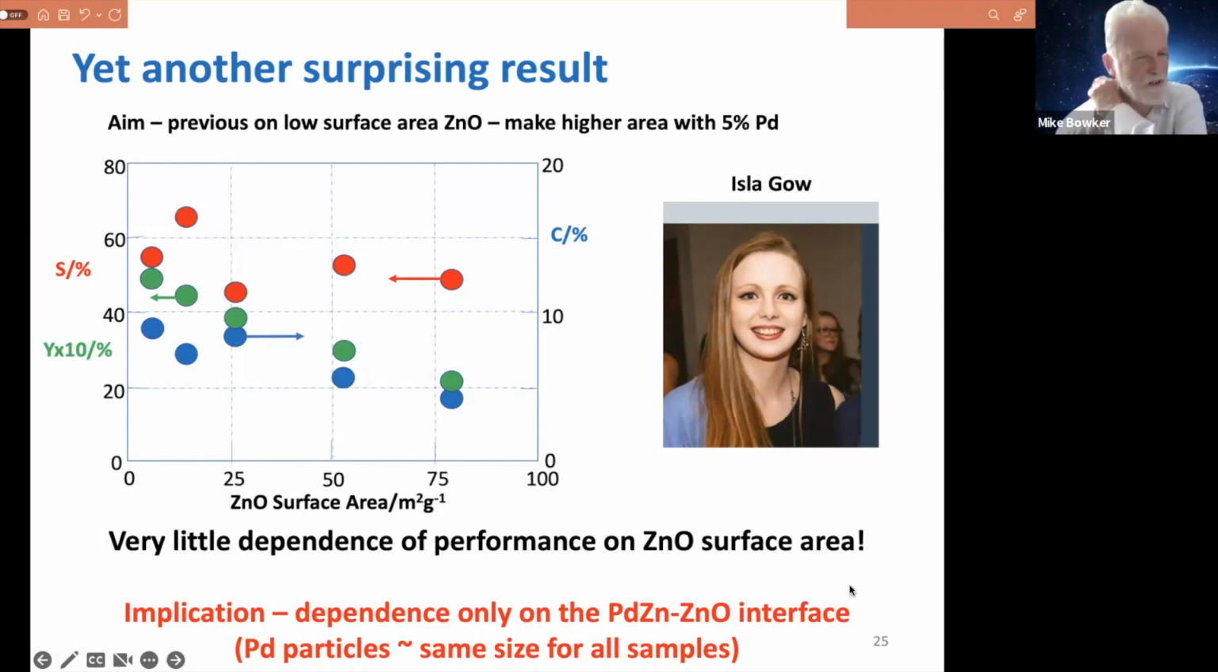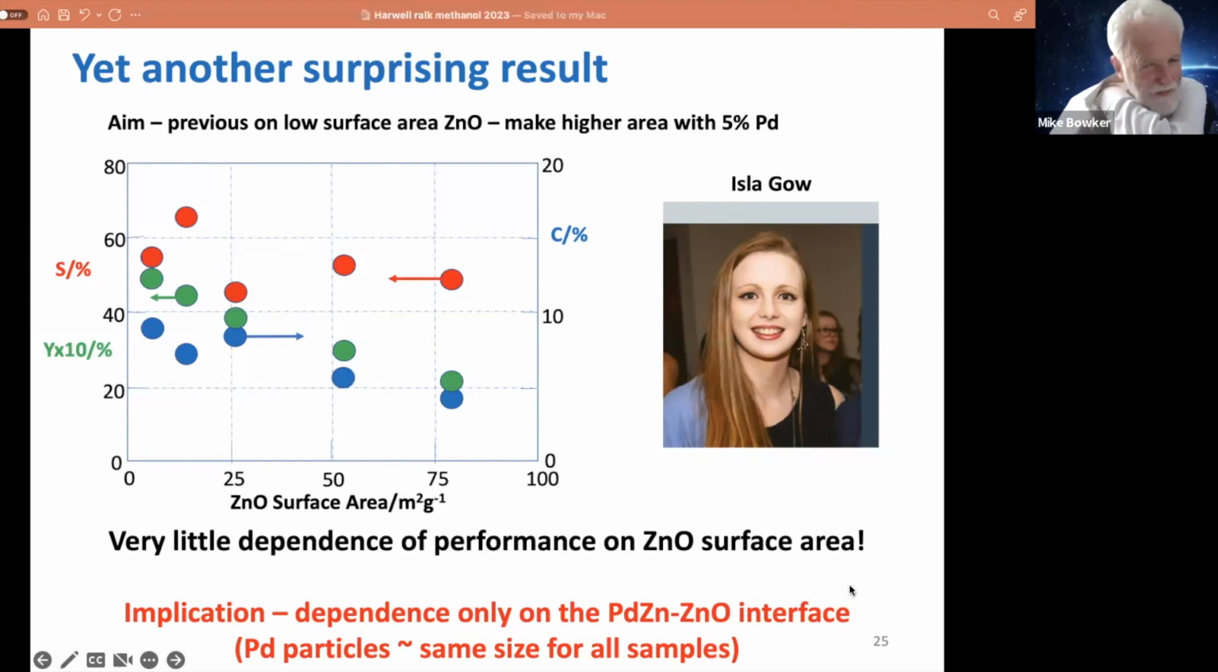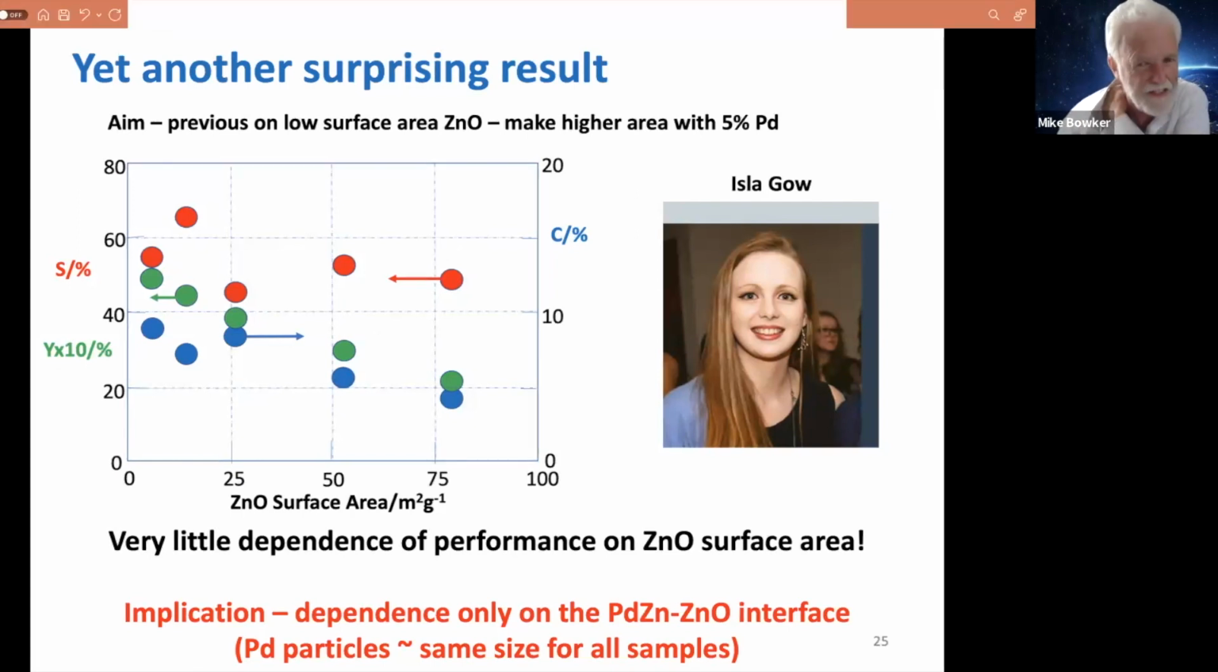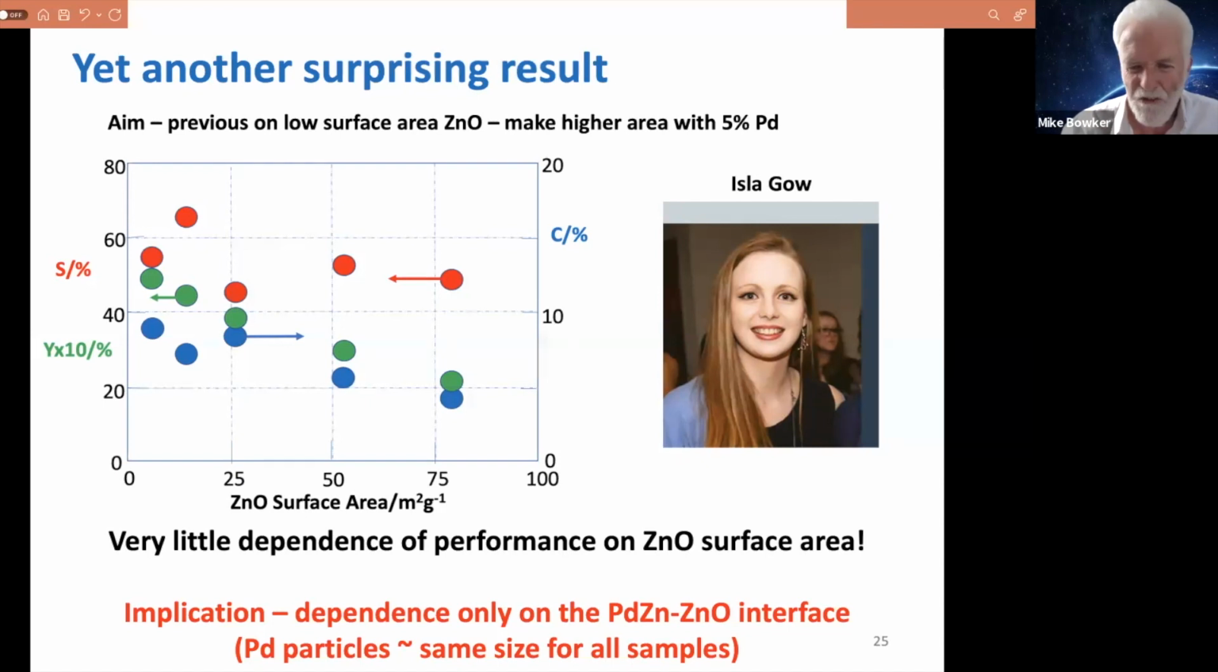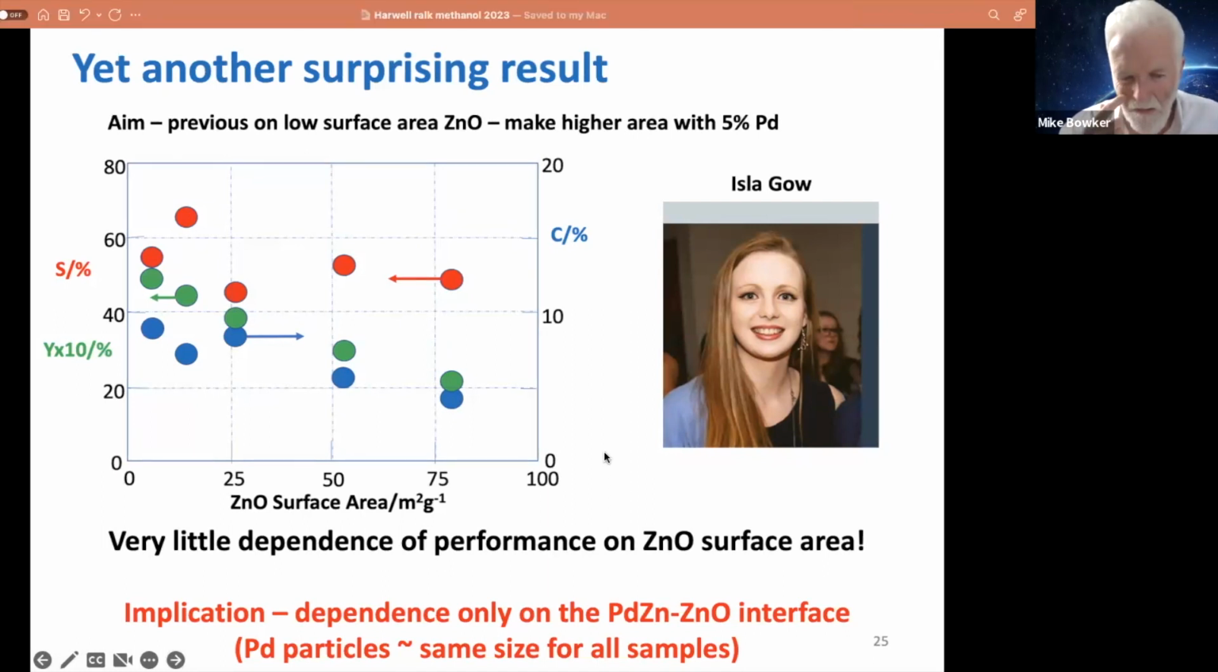We've not completed the TEM of all these samples, but as far as we can tell, the palladium particles are all similar in size for these samples. That is around 3.5 to 4.5 nanometers or so mean size distribution.